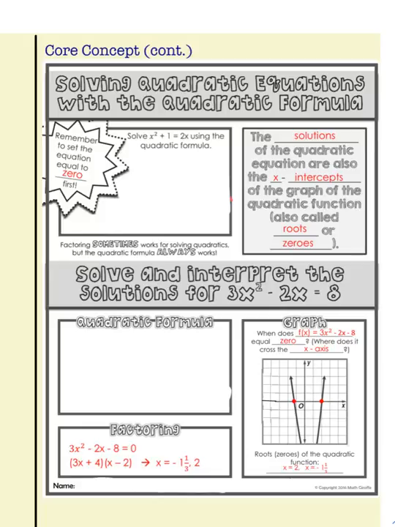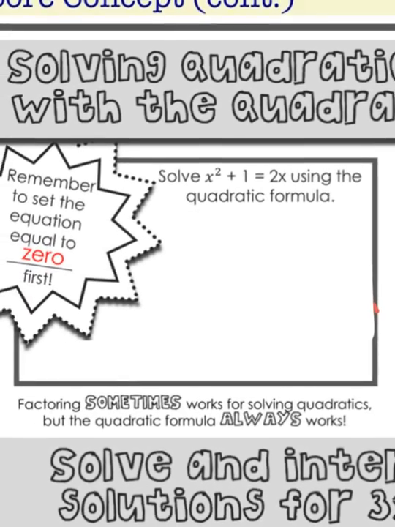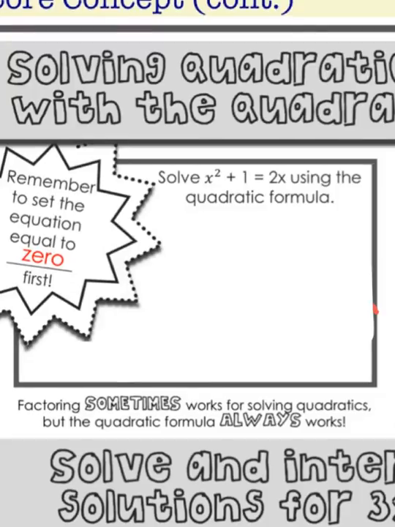Alright, solving quadratic equations with the quadratic formula. A friendly little reminder at the top left to remember to set the equation equal to 0 first. So let's get started on this first equation. X squared plus 1 equals 2x. Let's start by setting it equal to 0. I need to move that 2x over by subtracting 2x from both sides. So it's going to be x squared minus 2x plus 1 equals 0. A is 1, b is negative 2, and c is 1.